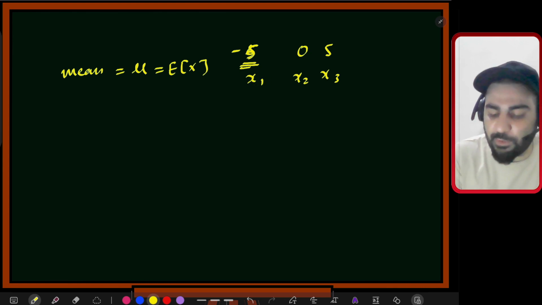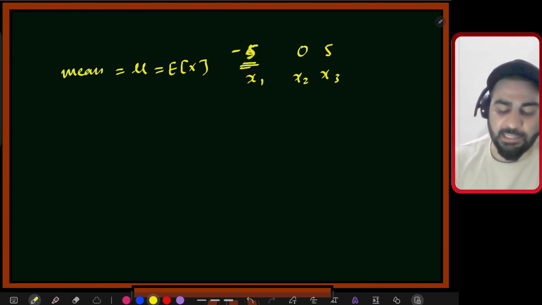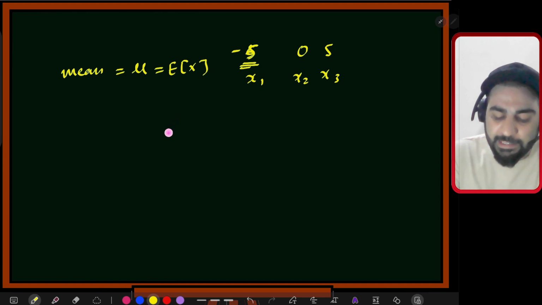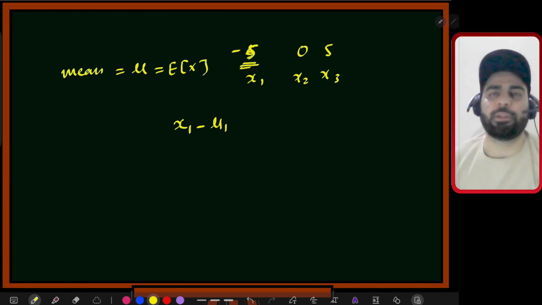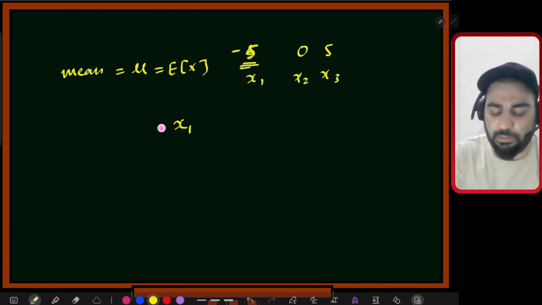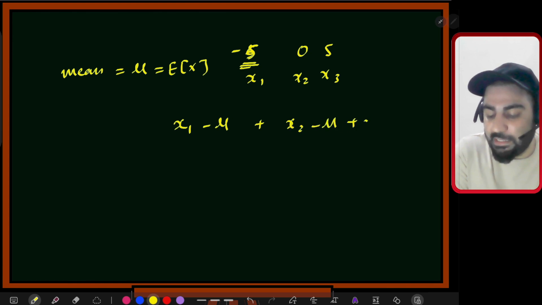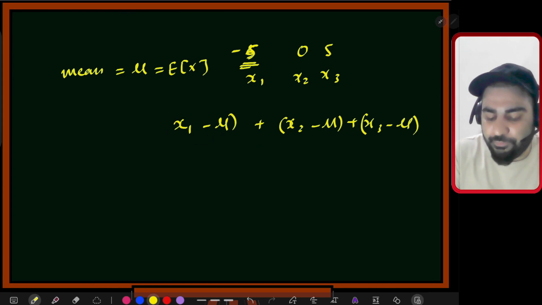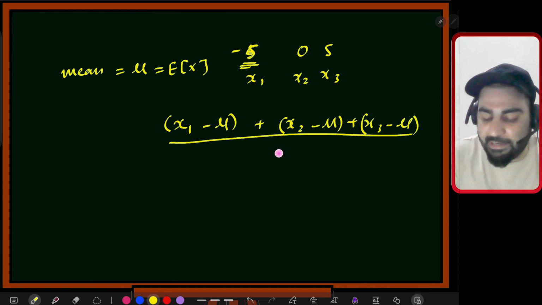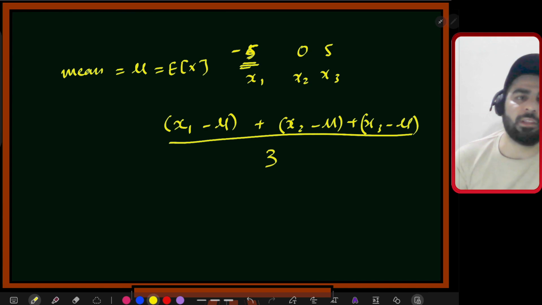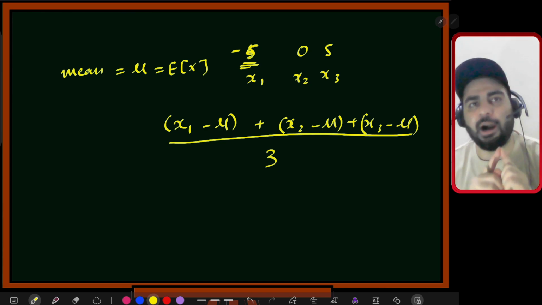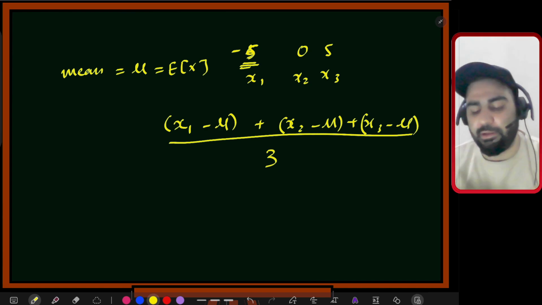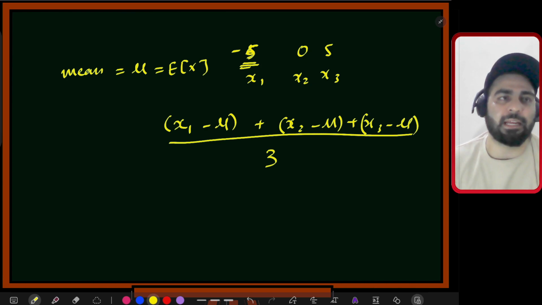So I'll see this x1, x2, x3. These are the data points. I'll compute this expectation or mu. I'll now see how far each number is from, let's suppose, mu. We'll say x1 minus mu plus x2 minus mu plus x3 minus mu. And then I'll average it out. I'll divide it, let's suppose, by 3 over here. I'm summing all these numbers. I'm first seeing how far each data point is away from the mean number. That will give me some measure of spread.